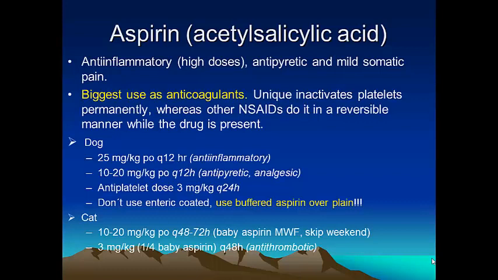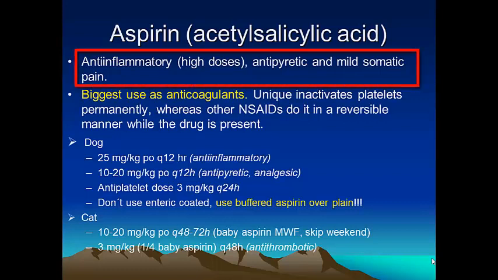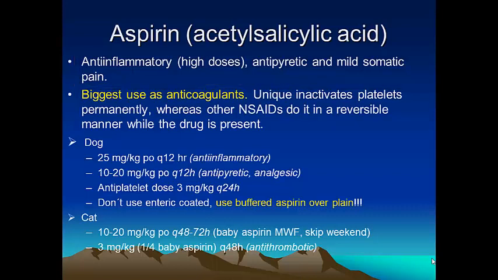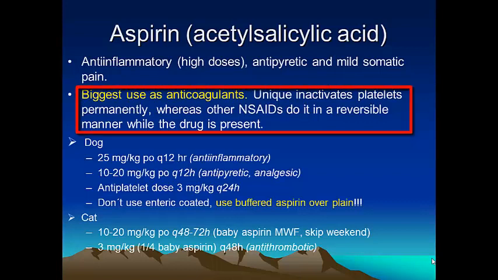Then Bayer took it on and made it into a miracle drug that has been used for so many decades, at least to treat fever and general pain. It's kind of a weak anti-inflammatory. We would need a very whopping dose to get a good anti-inflammatory action. As you can see, it's mostly used to treat fevers and mild somatic pain, and really the biggest use, at least in humans, is for its anticoagulant action.